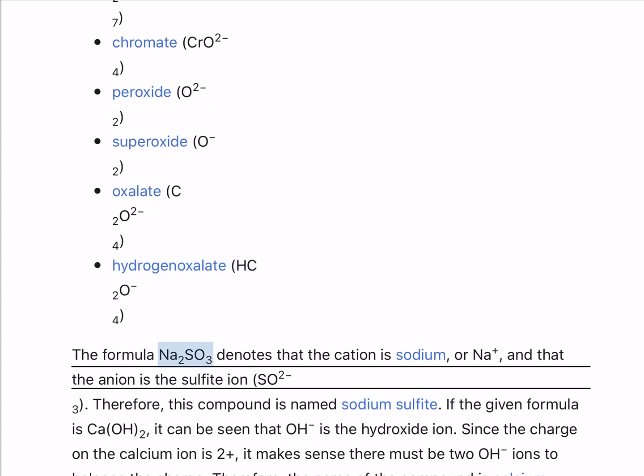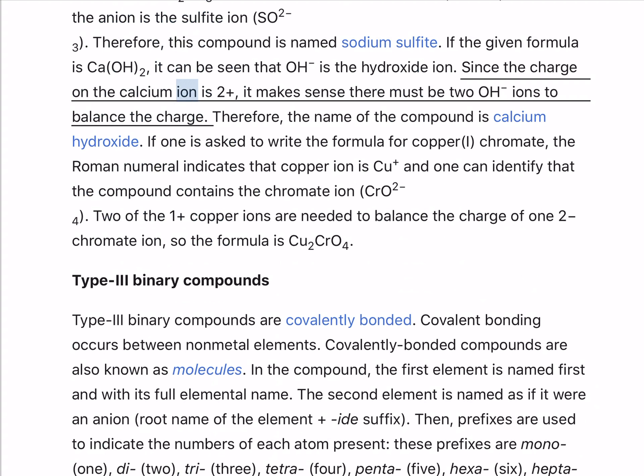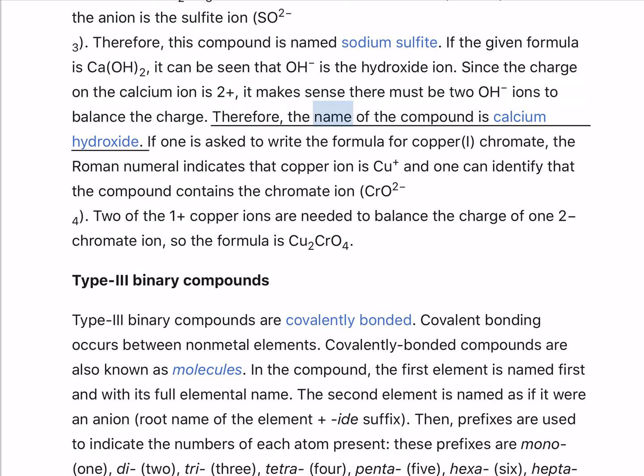The formula Na2SO3 denotes that the cation is sodium, or Na+, and that the anion is the sulfite ion, SO3 2−. Therefore, this compound is named sodium sulfite. If the given formula is Ca(OH)2, it can be seen that OH is the hydroxide ion. Since the charge on the calcium ion is 2+, it makes sense there must be 2 OH− ions to balance the charge. Therefore, the name of the compound is calcium hydroxide.